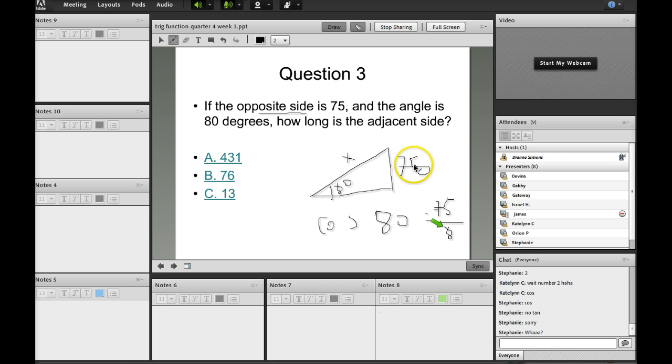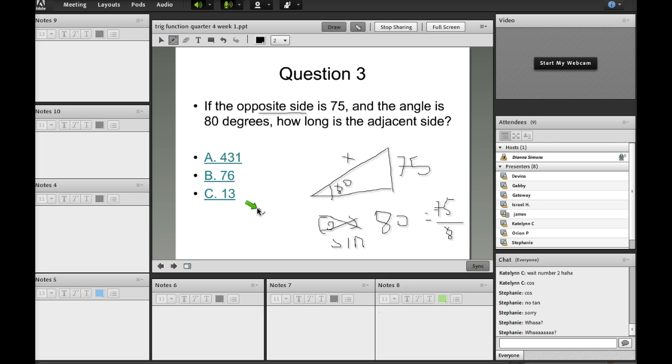Cosine. And it's going to be, I'm so dumb. Opposite. It's not cosine. Who is paying attention? Obviously, Gabby. It should be sine. Sorry, guys. I'm so trying to figure out this. My typing is terrible.